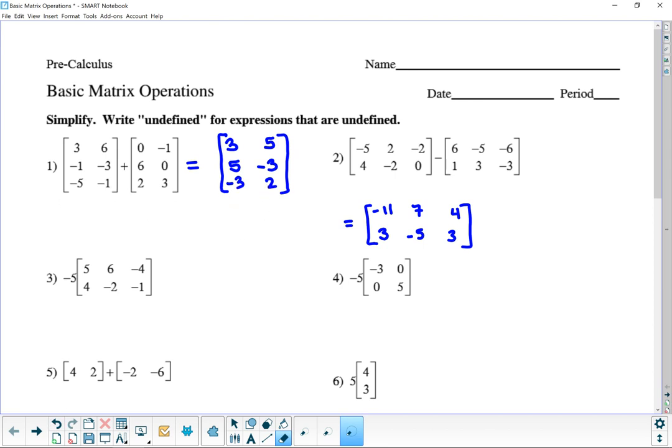It was easy fun. Okay, 3, you're going to go ahead and do distributive property. So this negative 5, just like how we did with the last one, it's going to get distributed all into there.